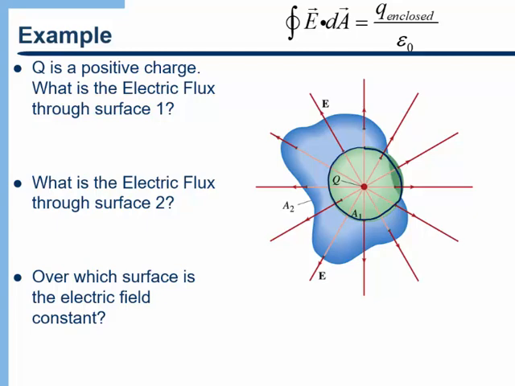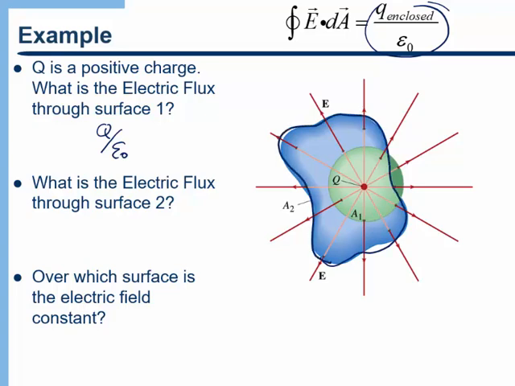Well, hopefully you just said it's Q over epsilon naught, because the charge enclosed is just that one charge Q. So the flux through surface number 1, easy to find. What's the flux through surface number 2? Well, that's the big blue blob. Notice that again, the amount of charge enclosed in that blue blob is just Q, and so the flux is the same, Q over epsilon naught.